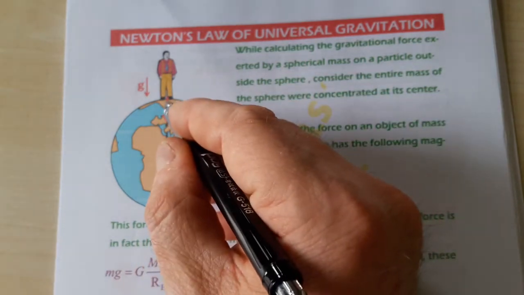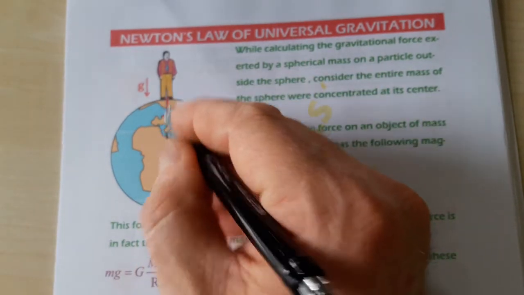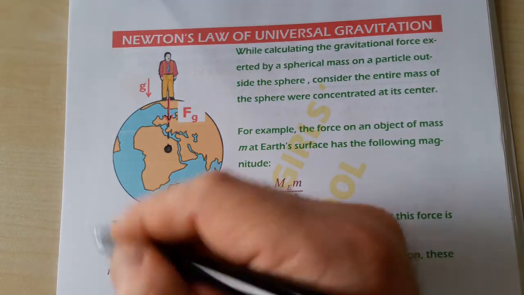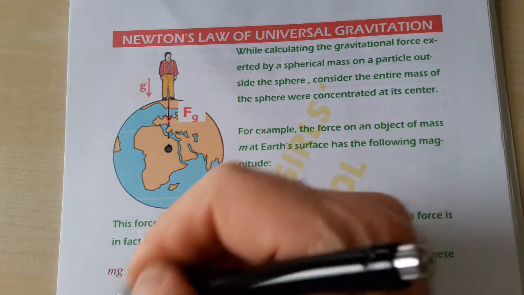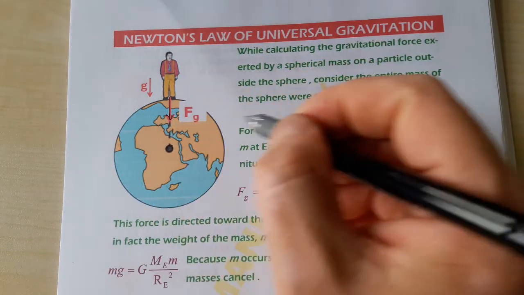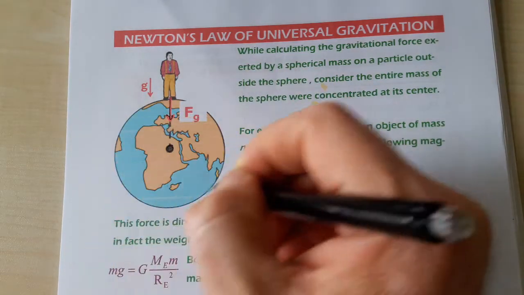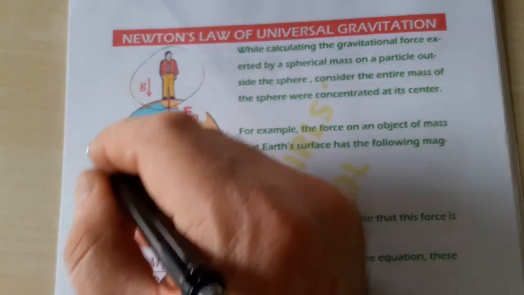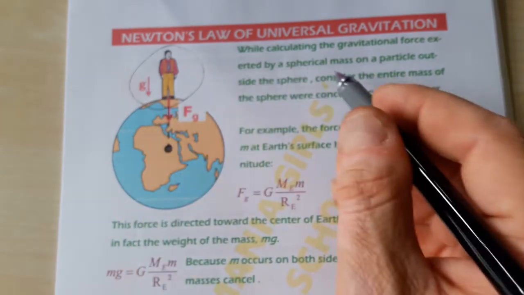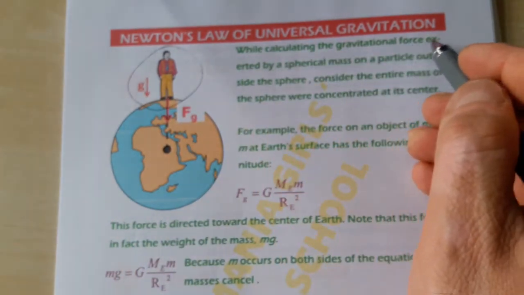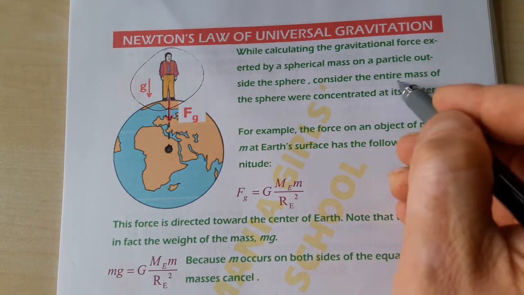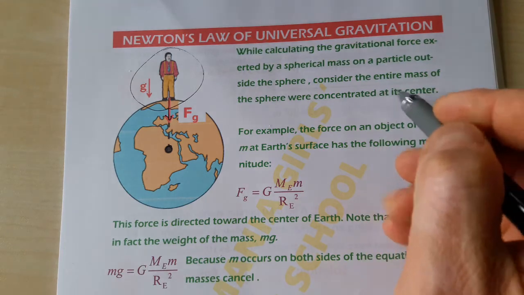In fact, no force acts singly alone. If there is an interaction between two objects, one object applies an action force, and the other object gives a reaction, always. The forces are in pairs in nature. But we are not dealing with the force acting on the Earth because we experience the gravitational force and we experience the gravitational acceleration. So while calculating the gravitational force exerted by a spherical mass on a particle outside the sphere, consider the entire mass of the sphere to be concentrated at the center.